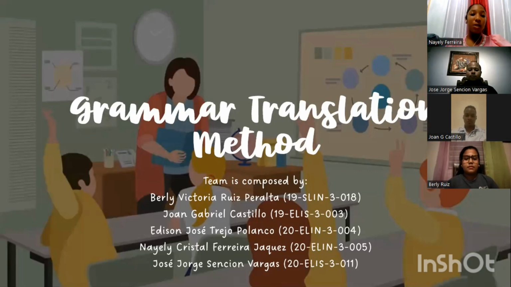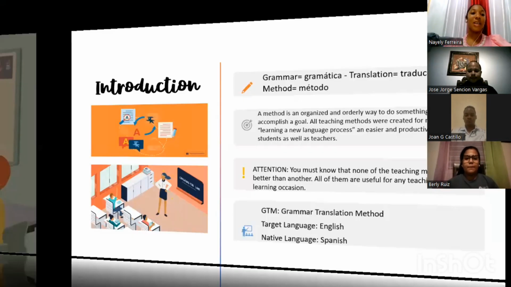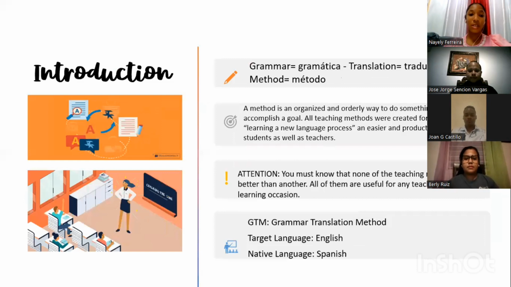What is the grammar translation method? This is such an important method for teaching languages. Before starting directly with the presentation, we will give you an introduction about it. When we talk about the grammar translation method, grammar is the structure of a language, translation is when we want to talk from one language to another, and a method is an organized way to do something in order to accomplish a goal.